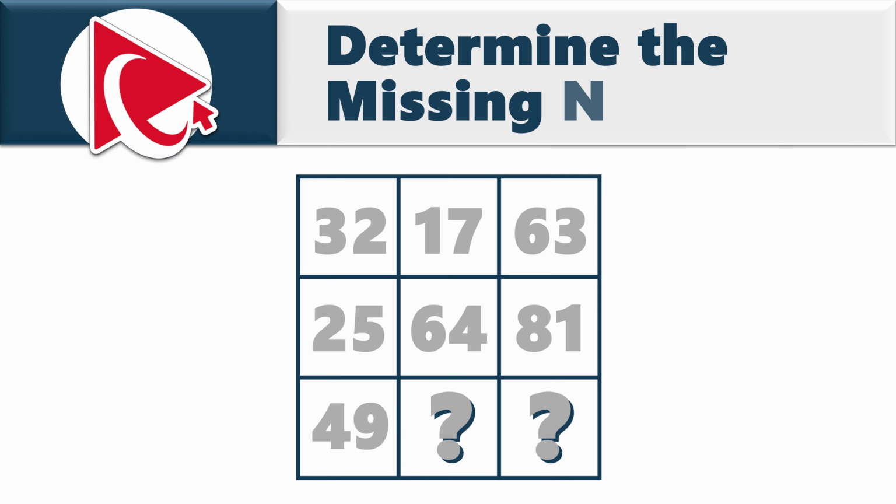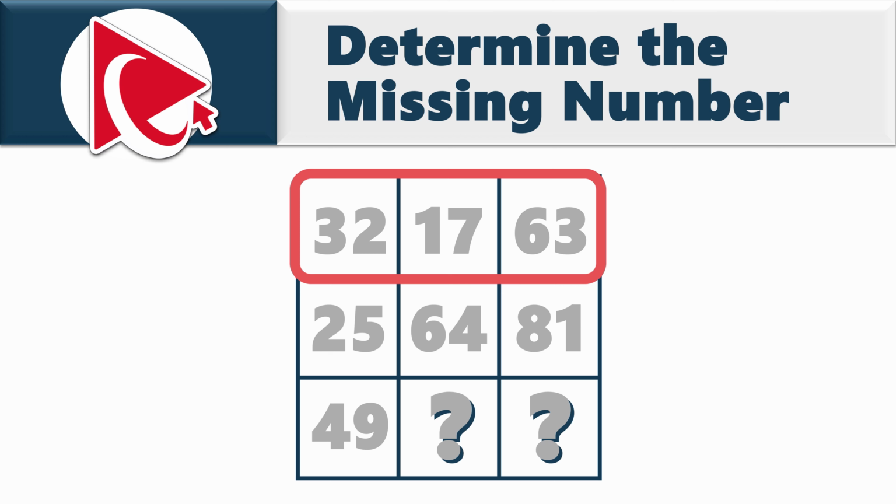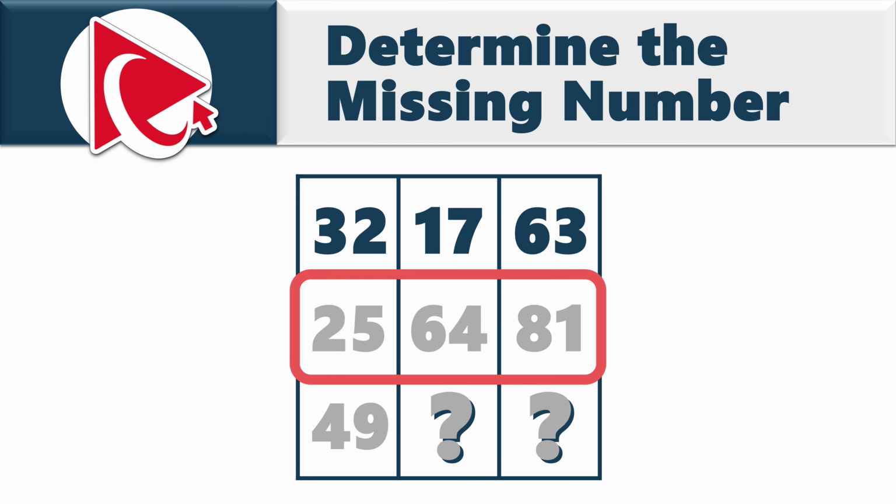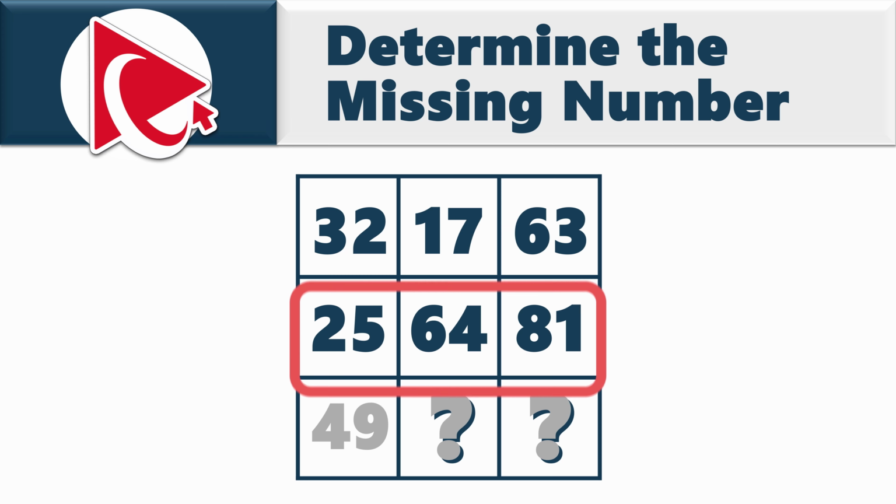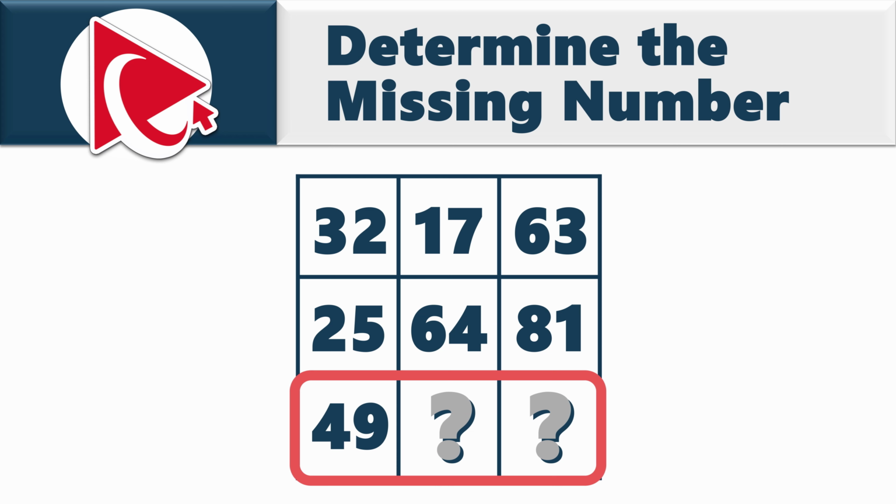You're presented with a 3 by 3 matrix, which has numbers inside. The numbers in the first row are 32, 17, and 63. In the second row, numbers are 25, 64, and 81. And in the third row, numbers are 49, and then you have 2 missing numbers, which you need to calculate and select out of 4 possible choices.